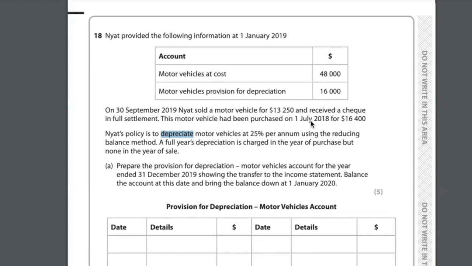This was bought on 1st July, so we have only 6 months when we bought this asset. The policy is to depreciate motor vehicles at 25% using the reducing balance method, but we have to apply a full year's depreciation in the year of purchase, not 6 months, even though it was bought on 1st July 2018. He might have asked to apply 6 months, but he said that a full year's depreciation will be charged in the year of purchase and none in the year of sale. And this was sold on 30th September 2019. So in 2019 it was sold, in 2018 it was purchased. So we will apply a full year's depreciation for this.